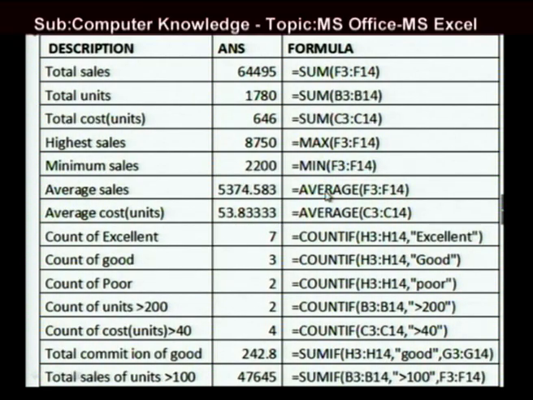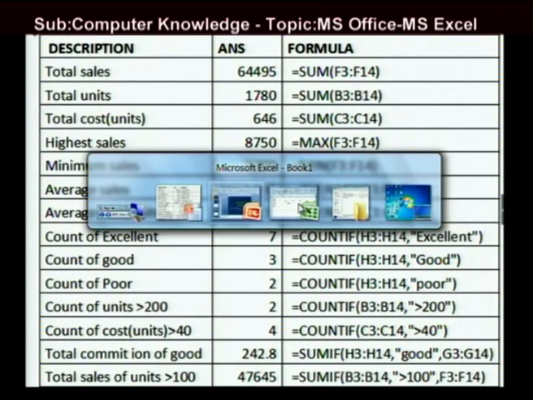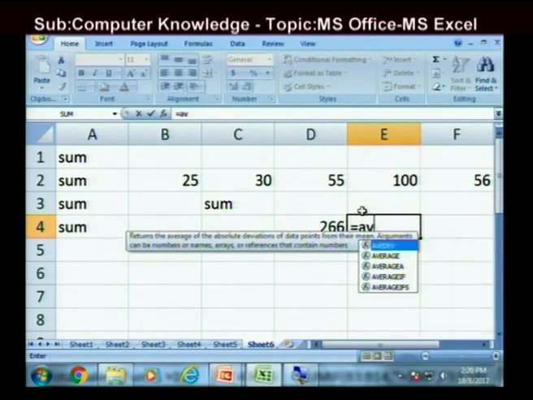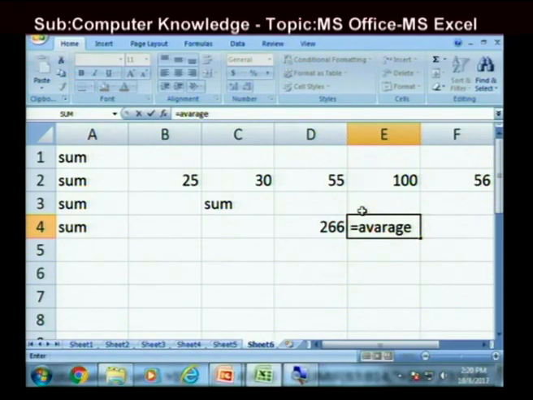Next, coming into average. How to find the average? First of all, the normal way of thinking. I will show it in practical. 1, 2, 3, 4, 5. There are 5 items. What is the 266 average here? Calculate equals average, that is the shortcut key for finding the average of 266, consisting of D4. So, D4 by 5.